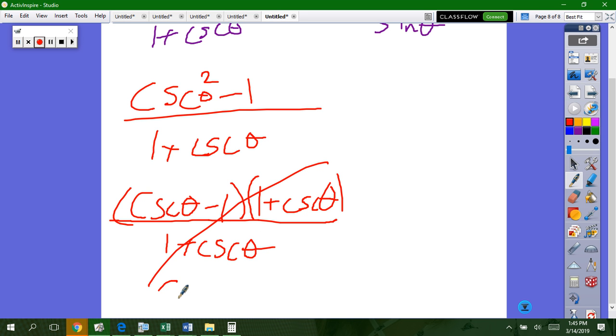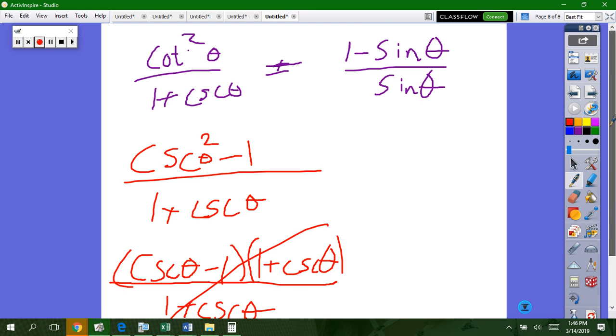So I'm left here at cosecant theta minus 1. It's kind of hard to adjust him. Okay, I don't know where to go from here, so I'm going to come back up here. What's another way to write 1 minus sine theta over sine theta? Isn't that 1 over sine theta?